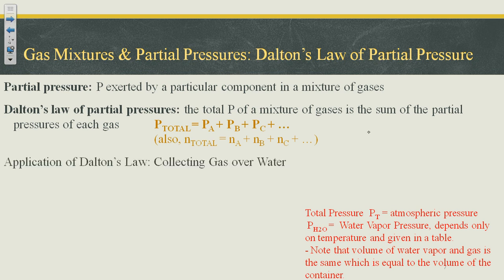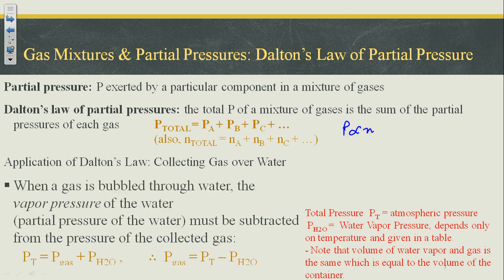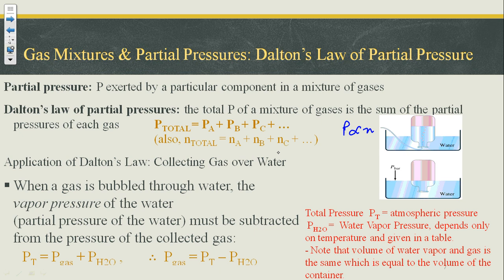And because, by Avogadro's law, pressure is directly proportional to the number of moles of a gas, you can also write N total is equal to Na plus Nb plus Nc and so on. The application of Dalton's law is when we make a gas in the laboratory and collect it over water. What happens as you bubble the gas? Let's say you're making hydrogen gas by reaction of zinc and hydrochloric acid in a test tube.